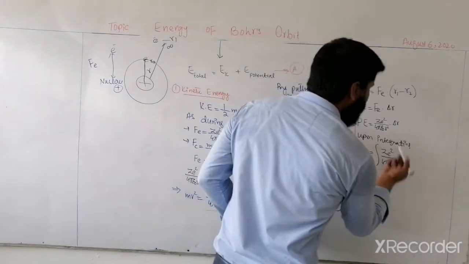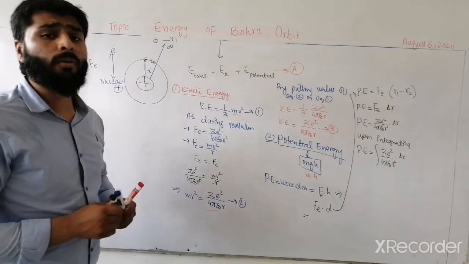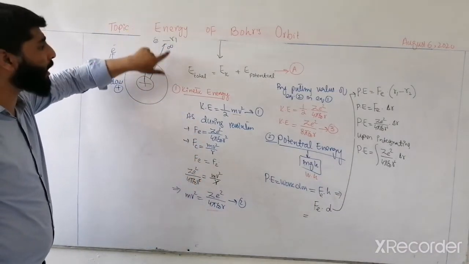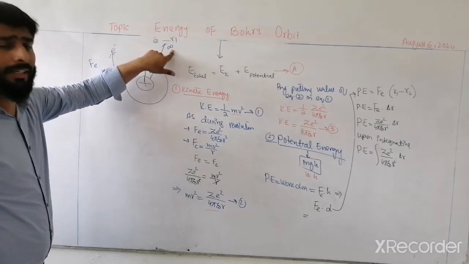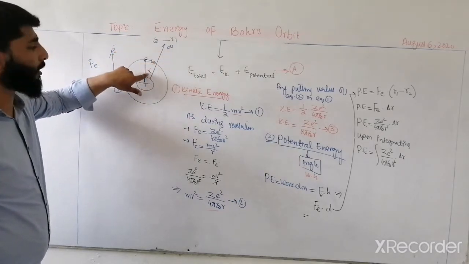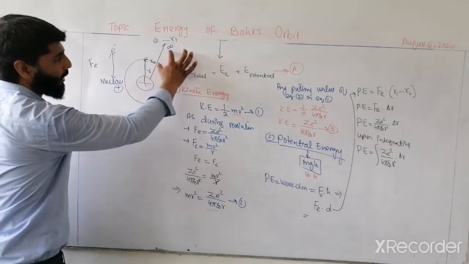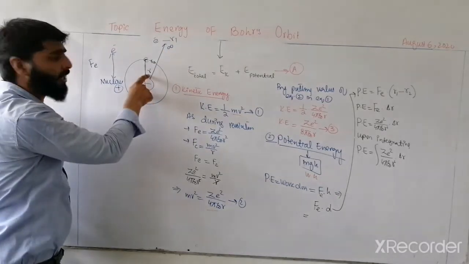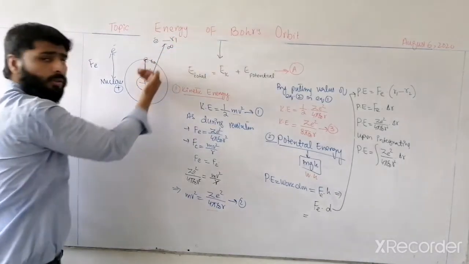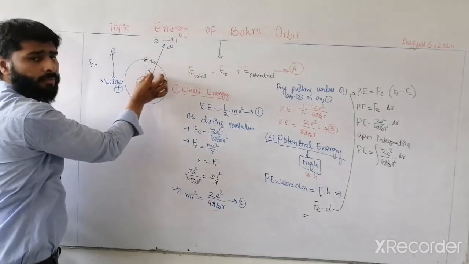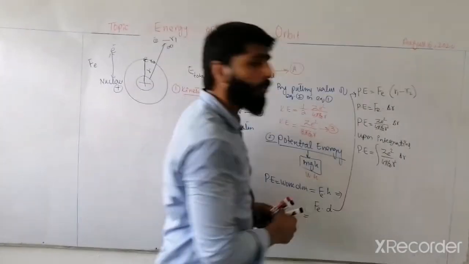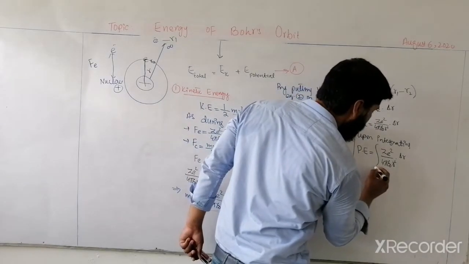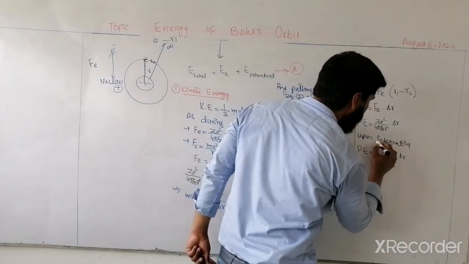Now, as we are integrating and calculating the total work done between two limits, as we are bringing the electron from infinite distance to radius r, there is a limit of infinity to r. This is the initial limit, this is the final limit. We are bringing from infinity to r. So we can calculate the total work done in limits. What is the limit? Limit is from infinity to R.